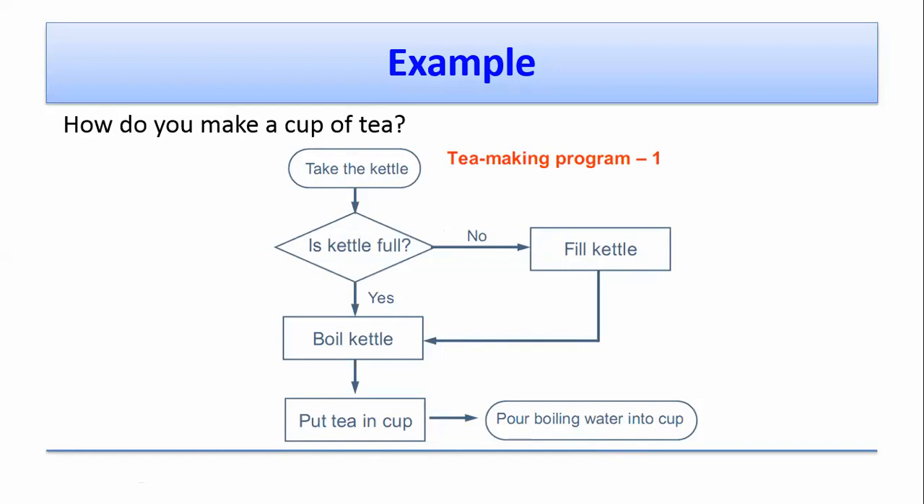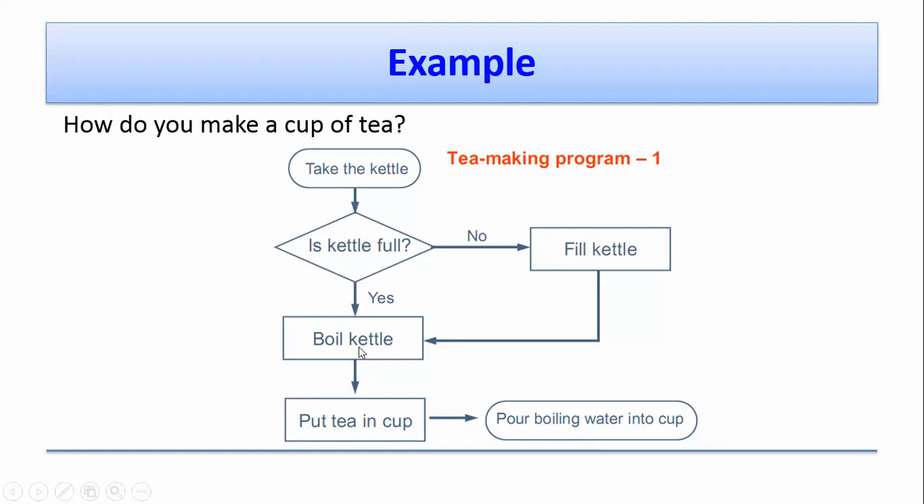So this is one method. If you want, you can enhance this algorithm: put tea in cup and then put sugar. Likewise, we can enhance this algorithm. We can add some additional processes. So these are processes.